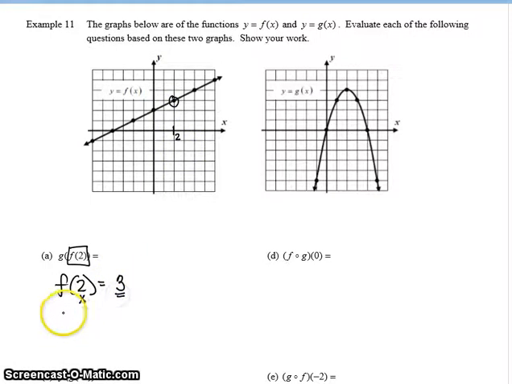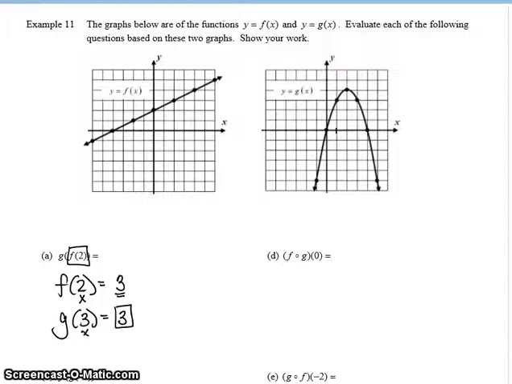Now I'm going to take that answer and plug it into the g function, which really means come over to the g function graph, and look where x is 3. So I come over to 1, 2, 3. Here's my 3. I go up, and my answer is positive 3. That's my final answer. Okay, so I'm going to do this again for you guys.